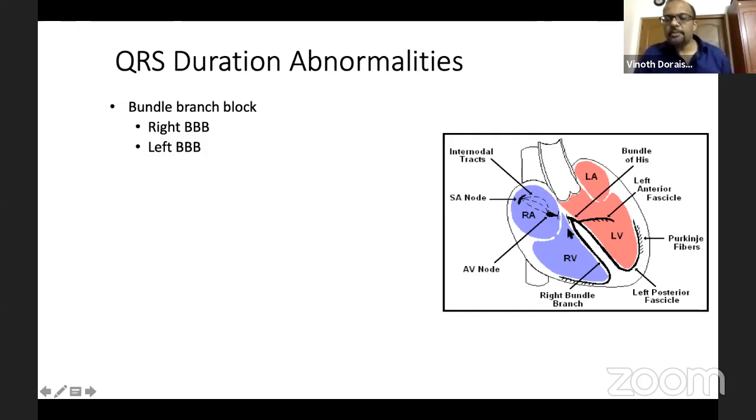So when this happens, when the right ventricle and left ventricle get depolarized by the normal conduction system, the QRS complex will be narrow. But suppose any problem would happen such that the right ventricle or the left ventricle does not get depolarized by the specialized conduction system, but by muscle fiber to muscle fiber or cell to cell conduction, the ventricular depolarization takes place over a longer period of time. So the QRS duration becomes wider. So this happens in a right bundle branch block or a left bundle branch block.